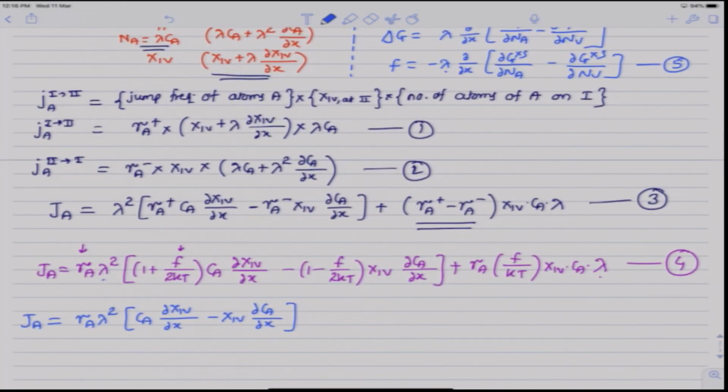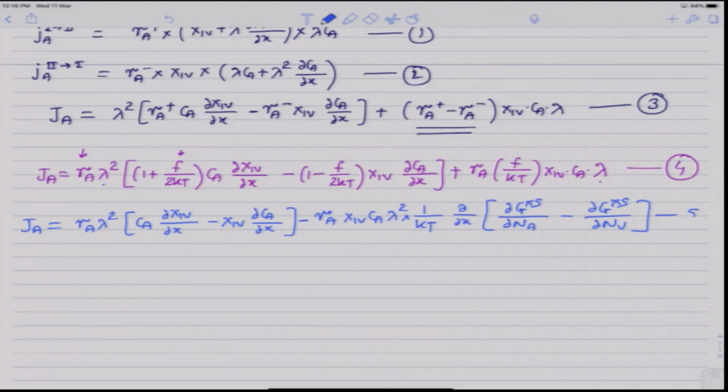F here can be written as minus gamma A x1v Ca lambda square into 1 by kT times dou by dou x of dou gxs by dou Na minus dou gxs by dou Nv. Let's call this equation 6.